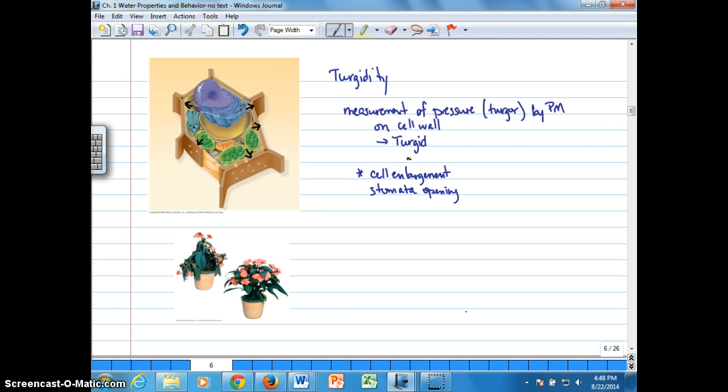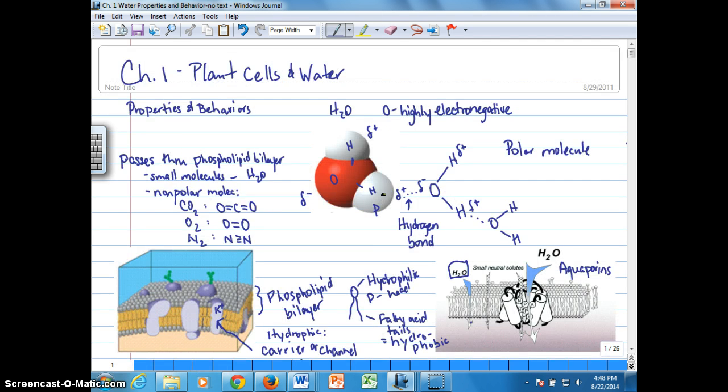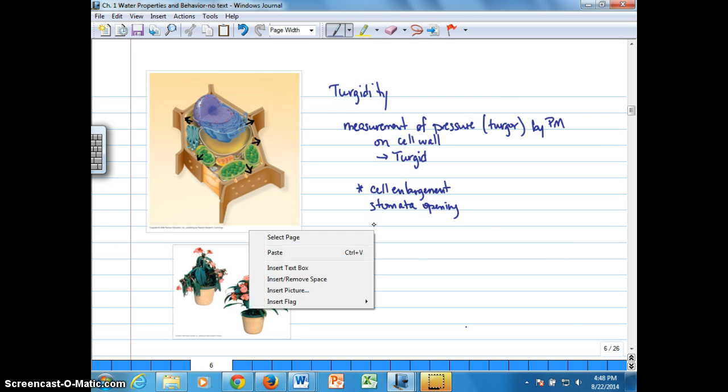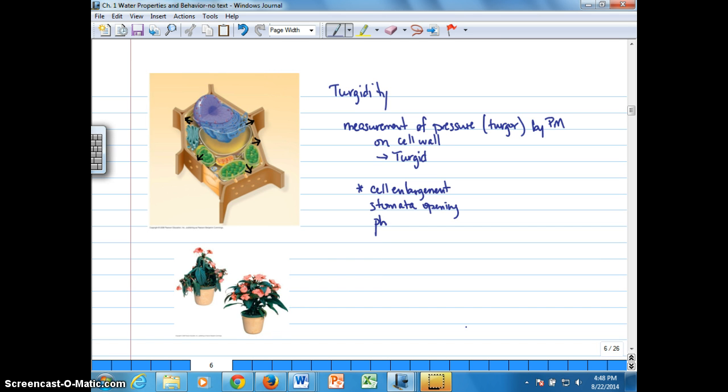And for transport in phloem, also important for phloem transport. And we'll be getting to all these things. And just in general, for mechanical stability, again, like that idea that it helps form a skeleton for the plant.